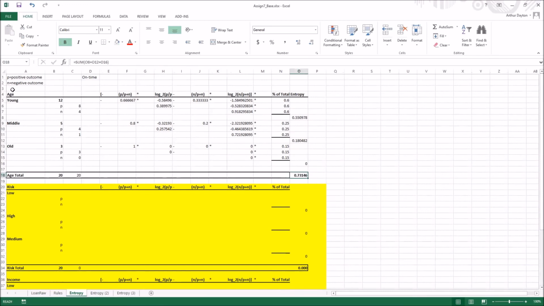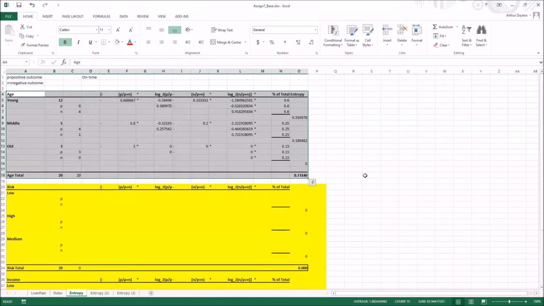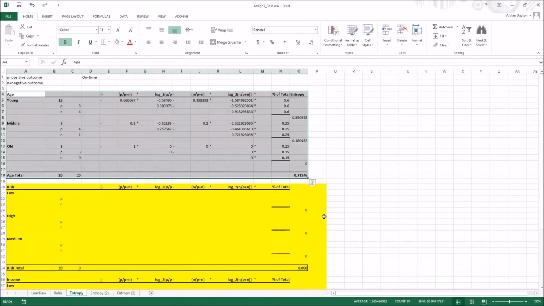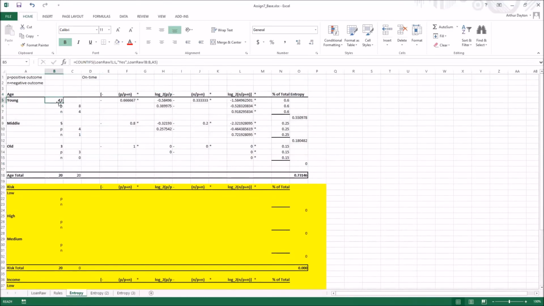So what I've done for you guys is I have the calculation for the age variable in here, and you'll need to fill in the risk and the income here on our first iteration. If we take a look at the calculation, all we're doing is pulling the values from our loan raw sheet where our column L equals yes, and that's the column that determines whether or not we're using our sample data. Then we are looking for the column B values from this loan raw sheet that are equal to this A5 cell, which is where age is equal to young.